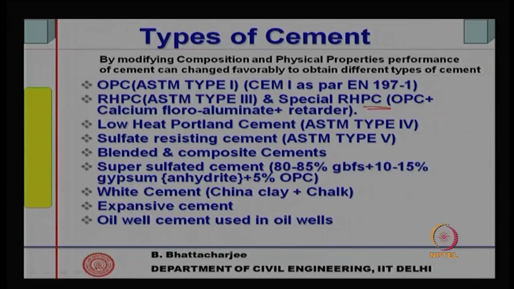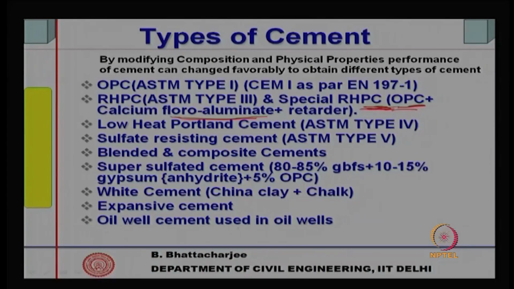Special rapid hardening Portland cement can be generated with calcium fluoroaluminate and some sort of retarder. So, this reacts extremely fast and sets also very quickly, and it is ground to a very fine level. So, this cement is likely to be costly because you are grinding it. You spend some energy in grinding, and therefore, it is likely to be costly.